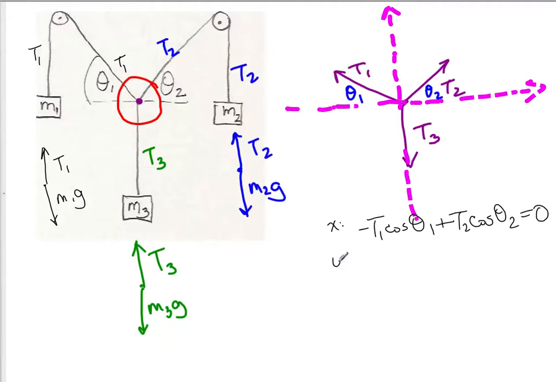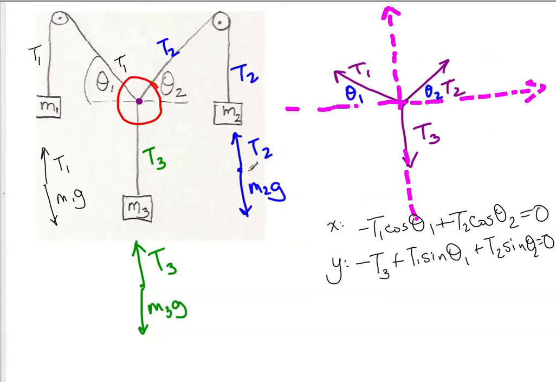Then for the y equation, I have T3 pointing down. That's minus T3. And then I have these two vectors, which are both pointing up in the y direction. So I'm going to have plus T1 sine theta 1 plus T2 sine theta 2. And that's going to be equal to 0 because the knot isn't moving.